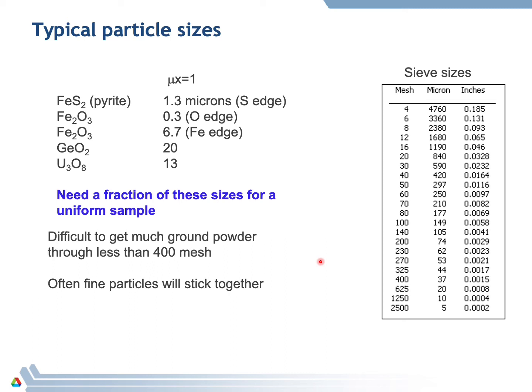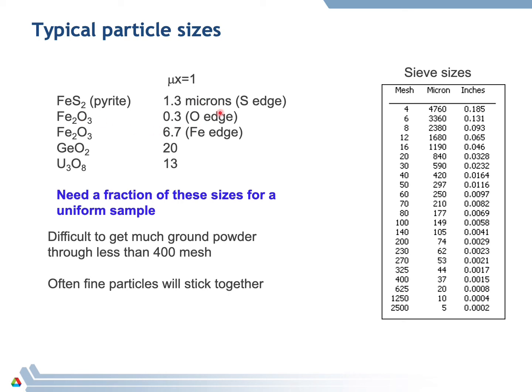One reason is that the fine particles will tend to stick together. So even if your average particle size may be 10 microns, they may be clumped together and then you just go through the sieve. But even 400 mesh, you can see that's 37 microns. But if you want mu x of 1 for these concentrated samples, you can see if you're trying to measure the sulfur edge in pyrite, you would like to have the particle size actually significantly less than 1 absorption length because you want to try to get a uniform layer. So 1.3 microns, that's going to be hard to make up particles that size.